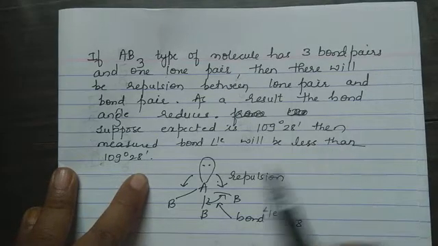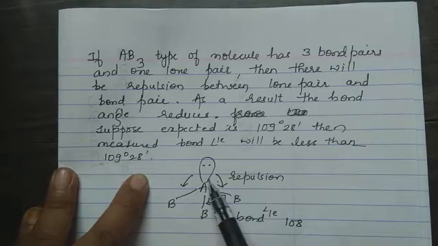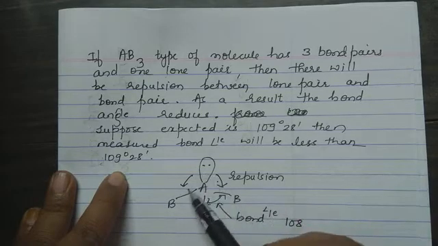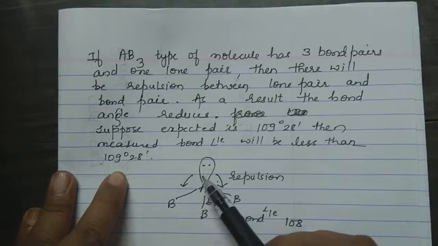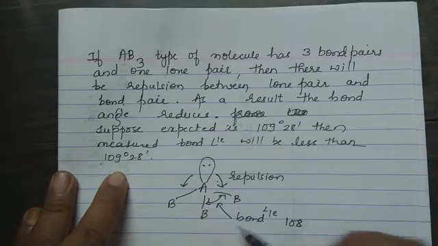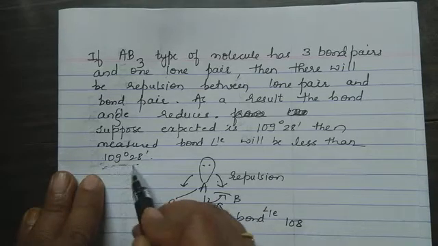Why? Because of lone pair bond pair repulsion, the bond angle will be less than 109 degrees 28 minutes if that was the measured angle. Hope you have understood why there is repulsion, because we know that lone pair bond pair repulsion is more. As a result, what will happen? It will push the bond pair at a further distance, and this bond angle of 109 degrees will be reduced to 108 degrees. We have just quoted this number here.